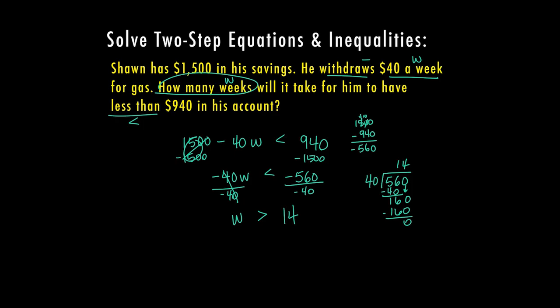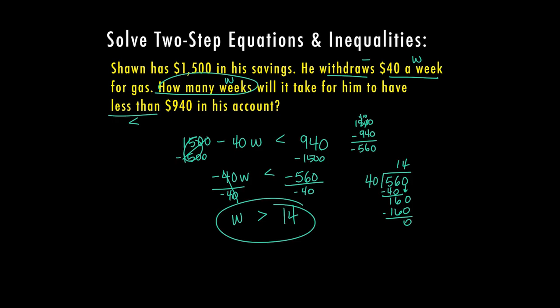So what this means is once I get to week 14, at the end of week 14, I'm going to actually have less than 940 in my account. And any week after that, it's going to just keep going down. So you notice we had to flip our inequality. Weeks is not going to be greater than an answer because we want to know when we have less than $940. So W, the weeks, has to be more than 14.